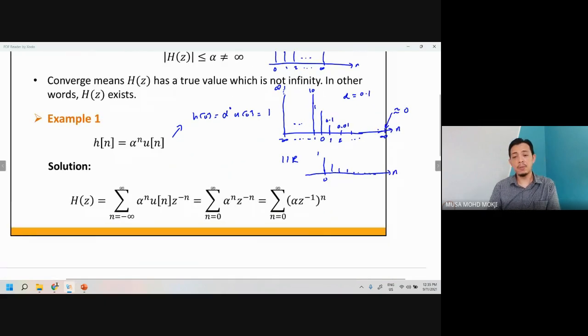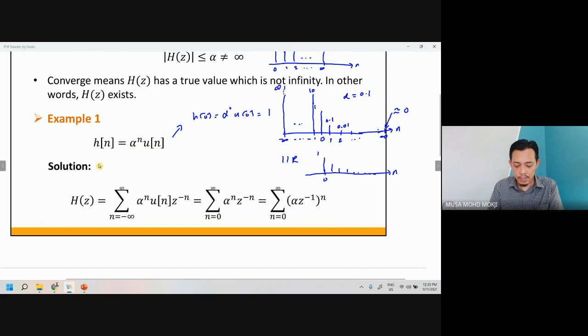And of course, you can do that. Let's say alpha to the power of n, where alpha equals 0.1. You can do that also if, let's say, alpha equals 2. Then you can sketch, right? It would be a different plot if alpha equals 2, but the length is still infinity.